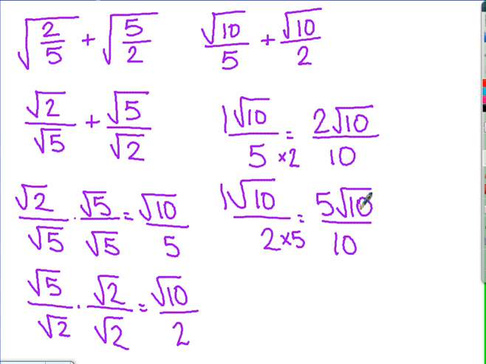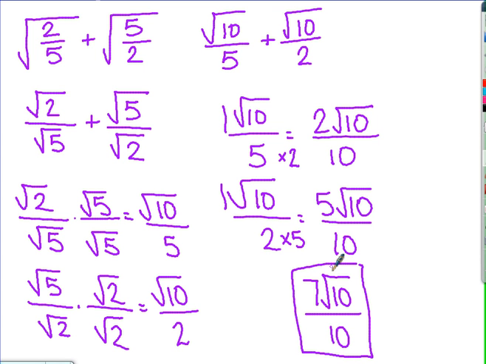So now we have fractions with common denominators. We have the same root, so we just add the coefficients. 2 plus 5 is 7. Bring over our root 10, and it's over our common denominator of 10. So we have simplified that root. The square root of 2 fifths plus the square root of 5 halves simplified to 7 root 10 over 10.